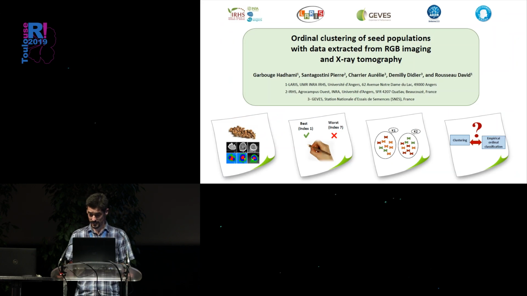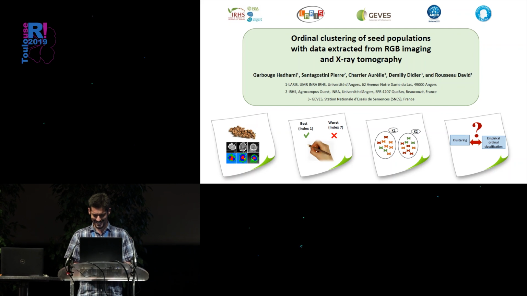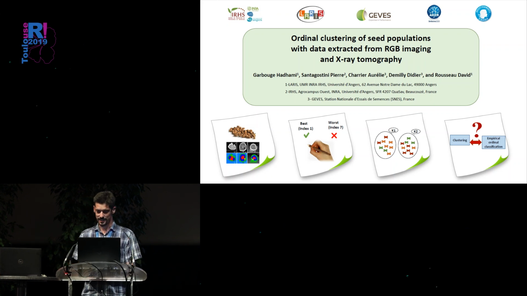We have measures on seeds characterized by their genotypes, and the genotypes are ordered according to their germination quality. We perform a clustering and want to compare the clustering with the classification, taking into account the order relation.